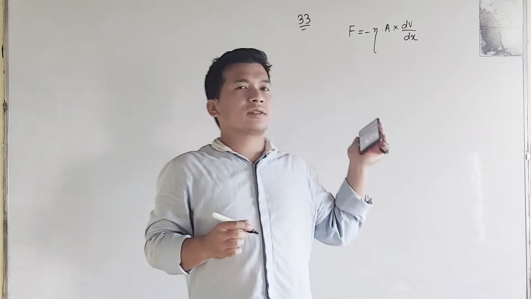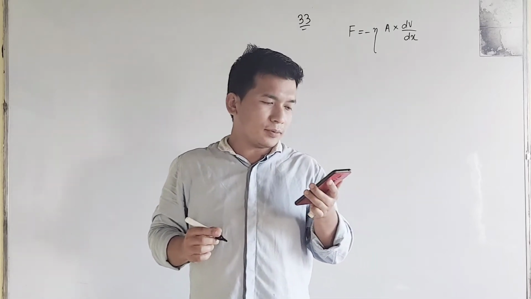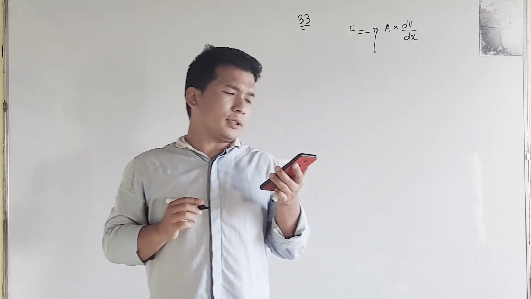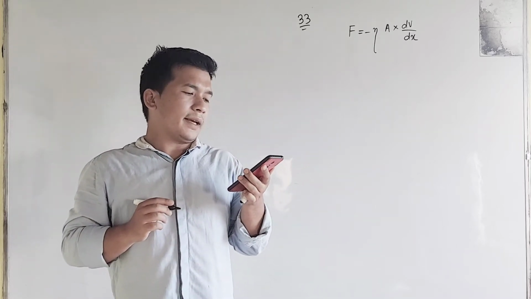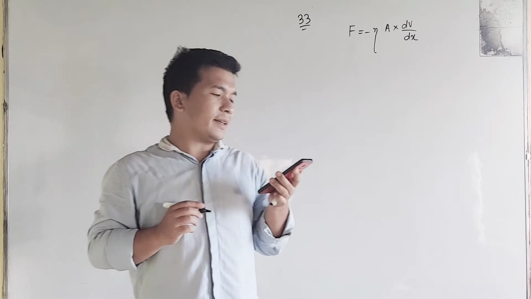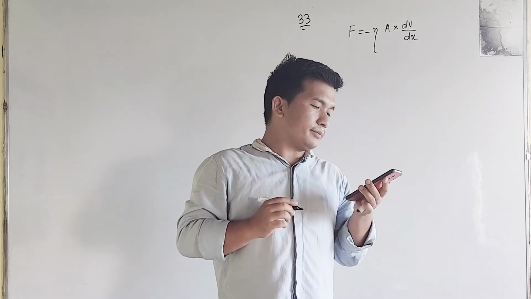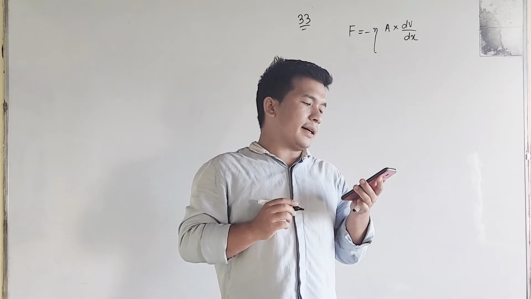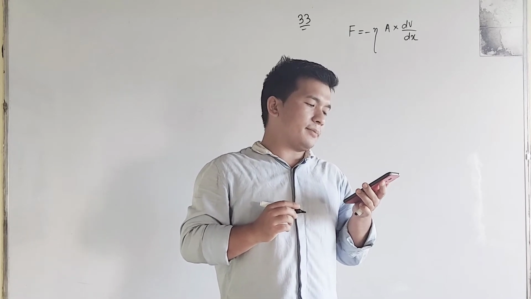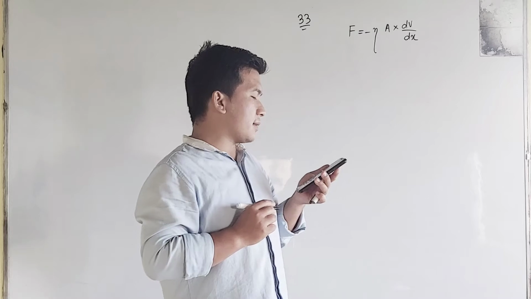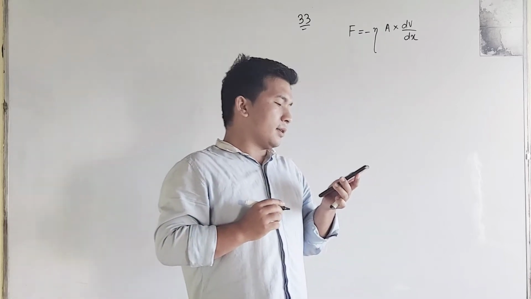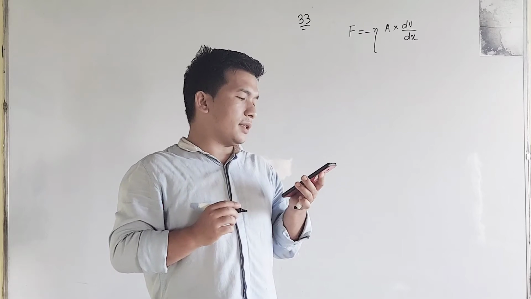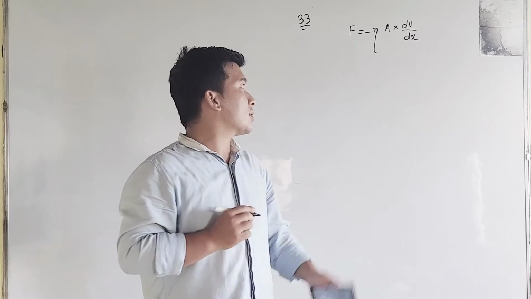According to Newton, the viscous force acting between the two layers of area A and velocity gradient is equal to eta A delta V divided by delta Z, where eta is a constant called the coefficient of viscosity. Then we have to find out the coefficient of viscosity.